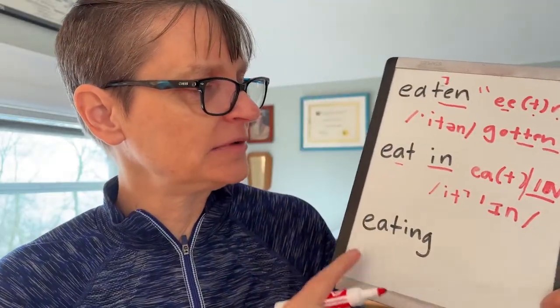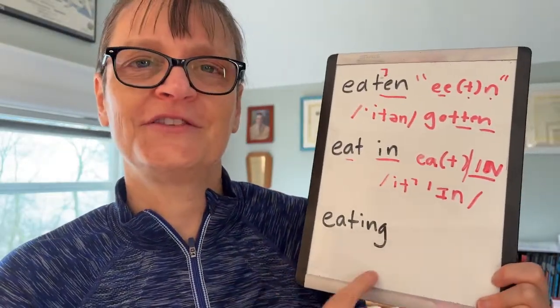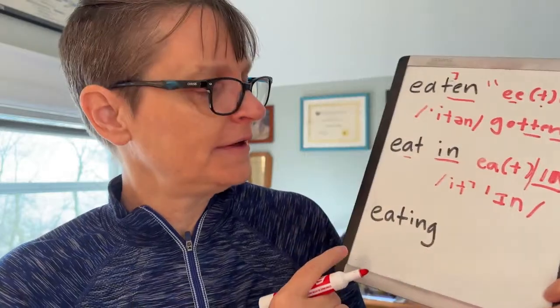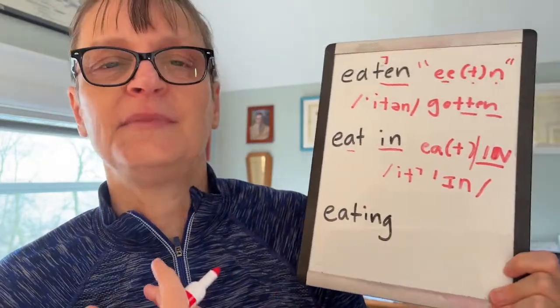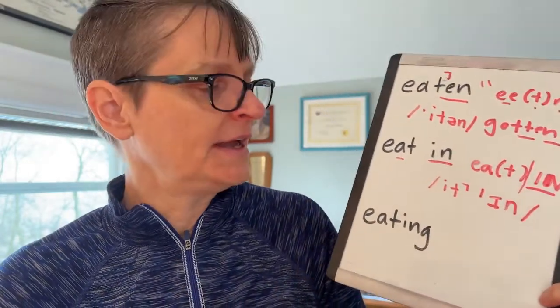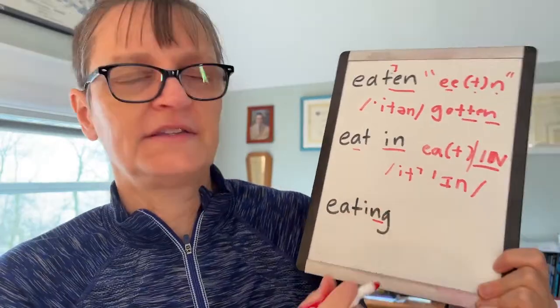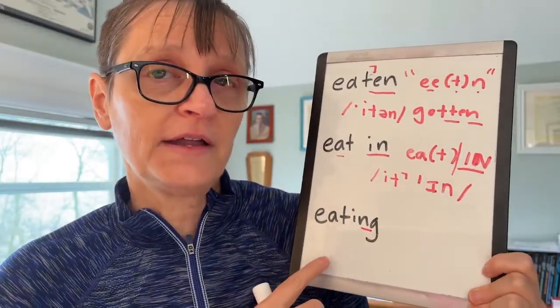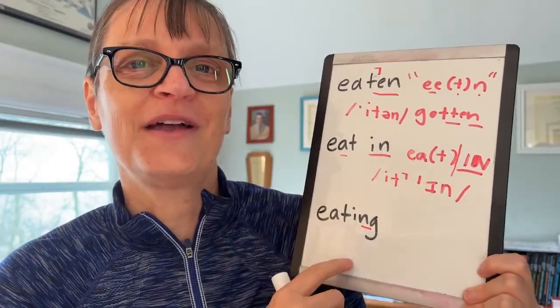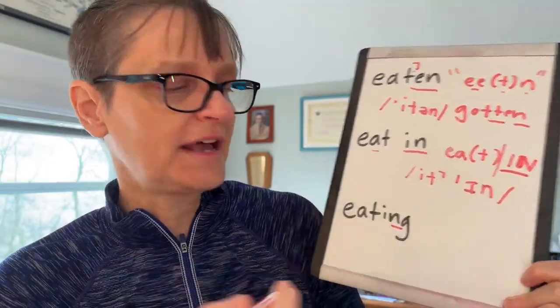Then lastly, probably the most common thing that we use is the -ing form of the verb, the present progressive. I'm eating, he's eating, etc. And here what you want to watch out for is that rather than having an N sound at the end, now we have the NG sound at the end.